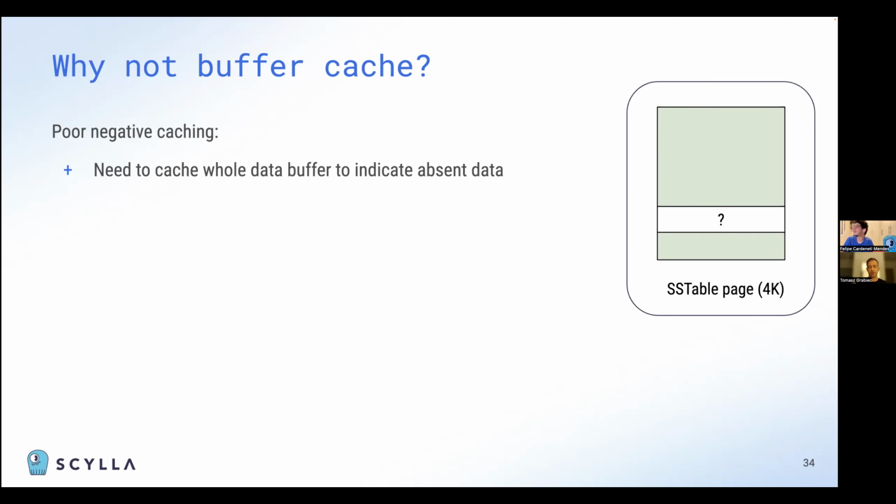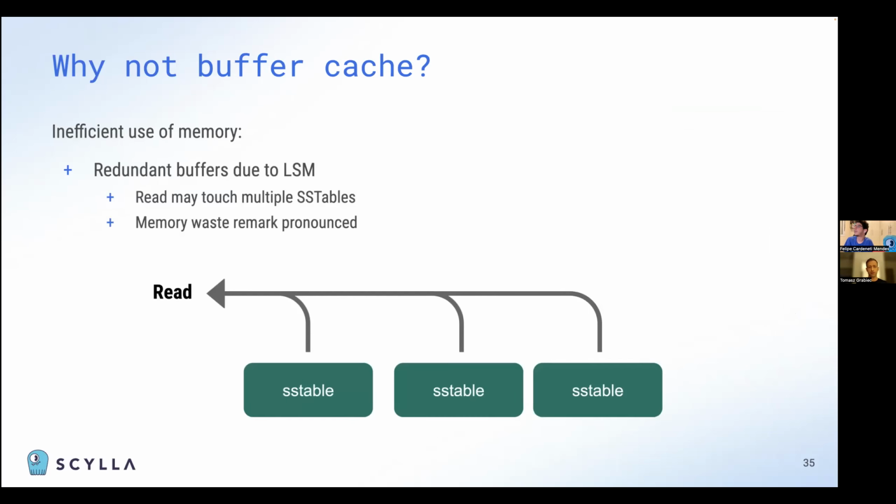A similar problem exists when you try to cache the information that there actually is no row, which is similar to the previous problem. You also need to cache the whole buffer to figure out that the row is not there. And the log-structured merge tree adds another twist to that because a single read has to touch multiple SSTables. So you may have to cache multiple such buffers in order to either cache the row or the information that some SSTable doesn't contain the row.